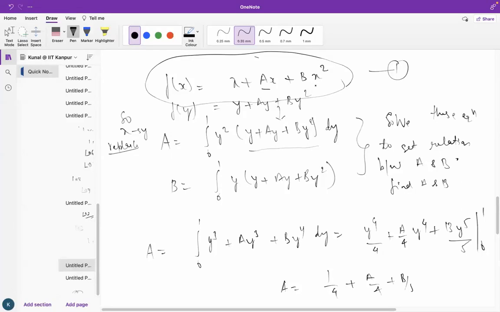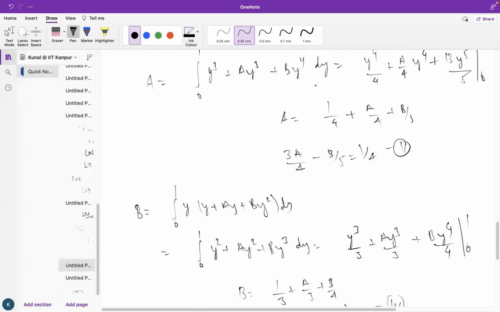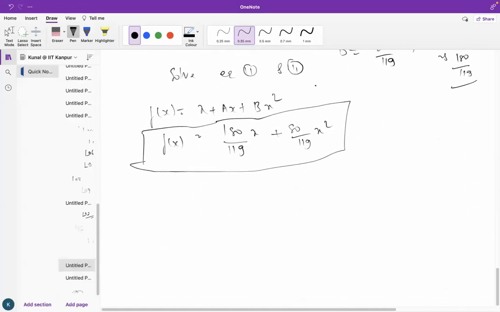You have to put the value of a and b here. Okay, so I hope you'll all understand what I'm trying to say. Now we are going to learn the new application, application number 3, which is the average value of a function. Let me tell you clearly.